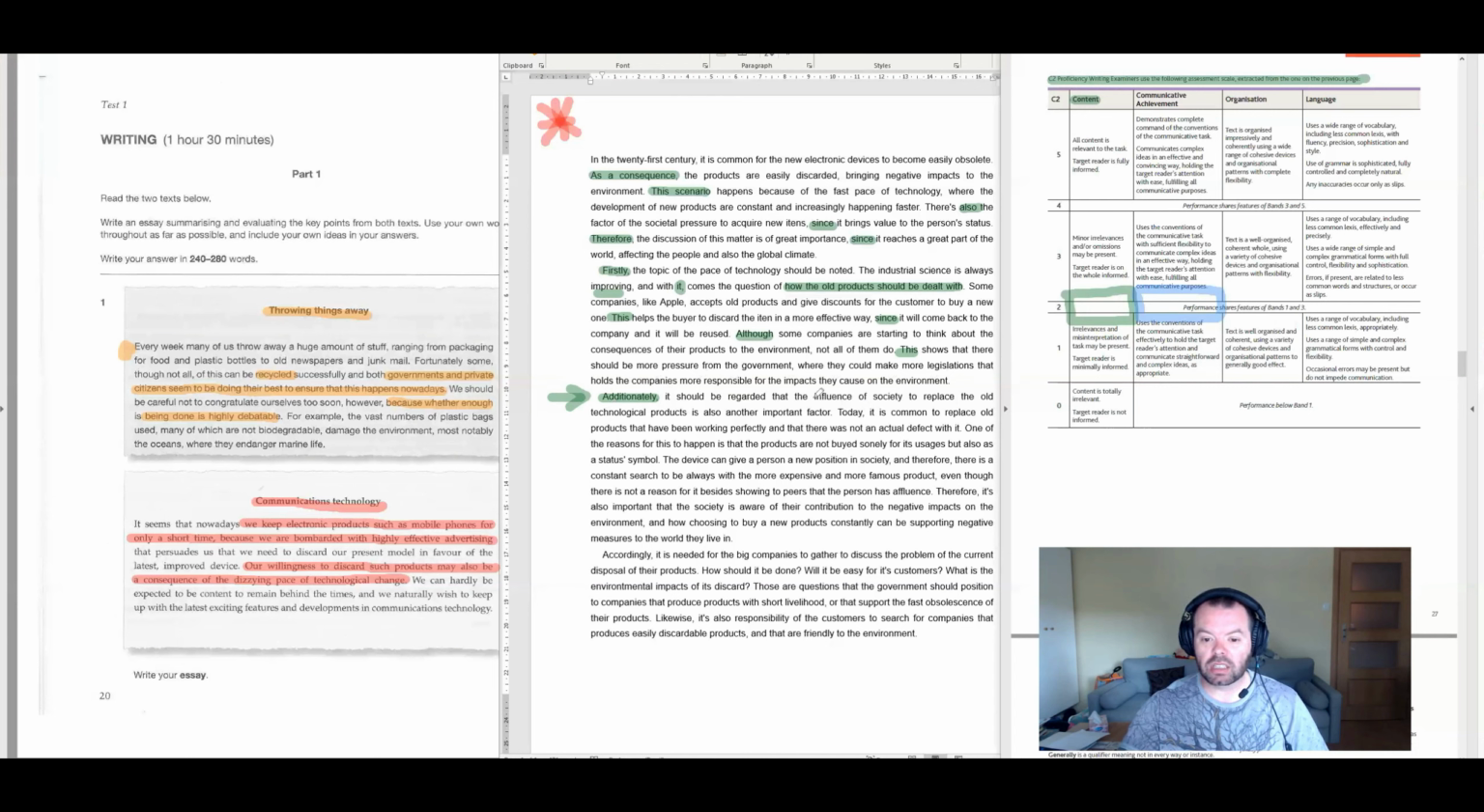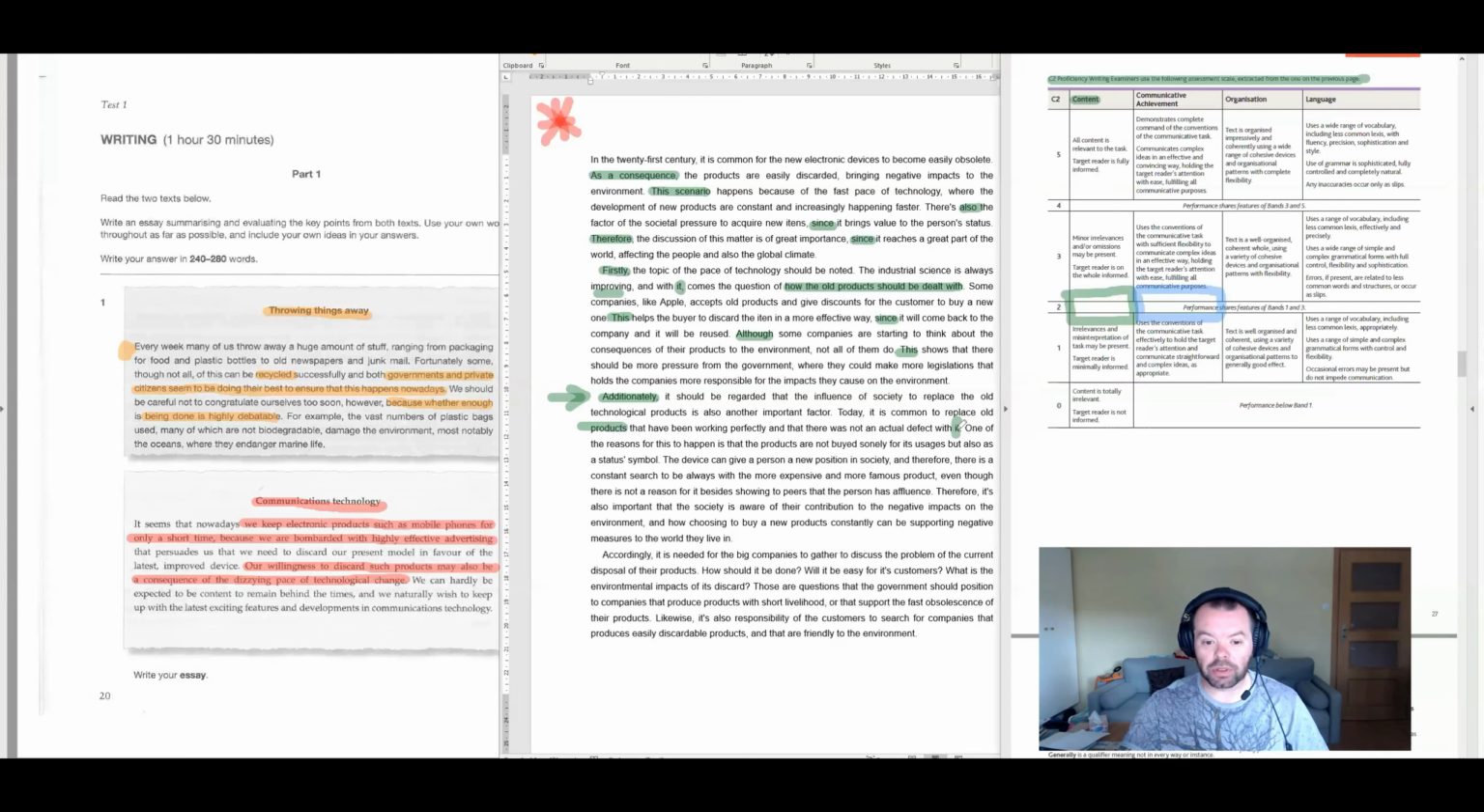So it should be regarded that the influence of society to replace the old technological products is also another important factor. Today, it is common to replace old products that have been working perfectly and that there was not an actual defect with it. Okay, now this "with it", well, we're looking at products, which are plural. So you can't link back to a plural with a singular linking word, with this "it", with the pronoun.